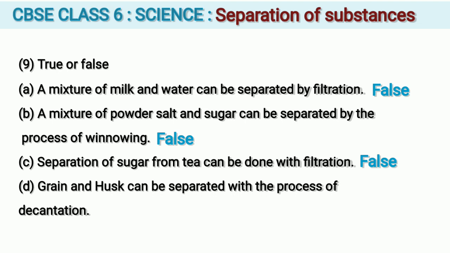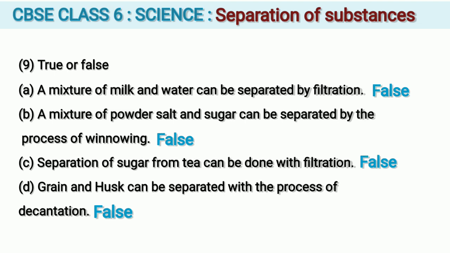Question D. Grain and husk can be separated with the process of decantation. Again, a false statement, as grain and husk are both solids. For decantation, you need one component to be liquid and other one has to be insoluble in the liquid. So, grain and husk cannot be separated by decantation.